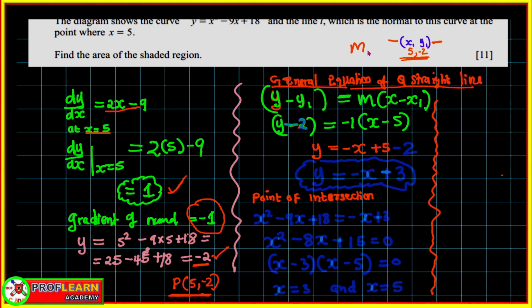And also remember, m is the gradient and the gradient is -1. So if we substitute here, y minus -2 is equal to -1 into x minus 5, then if you work this out, you are going to get the equation being y is equal to -x plus 3. This is the equation of the line.